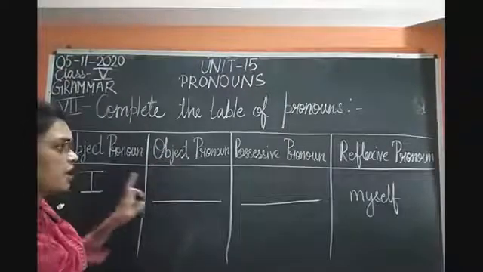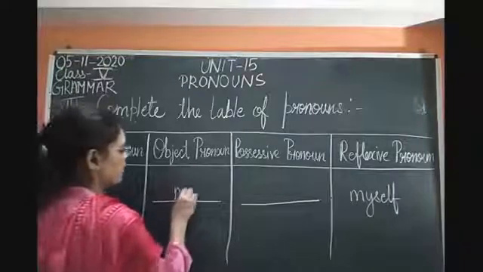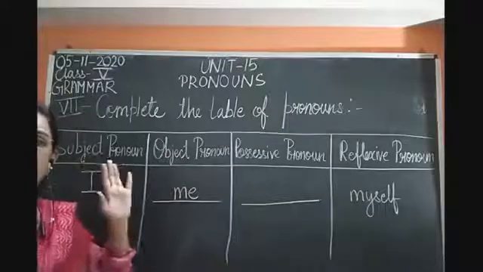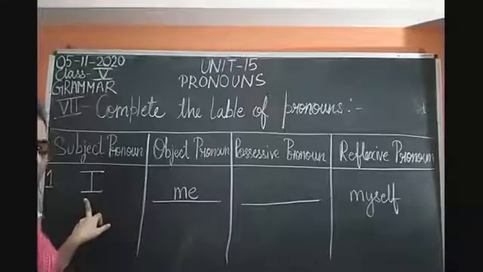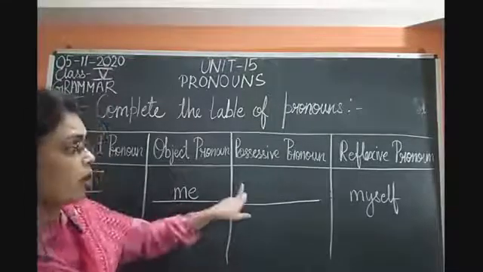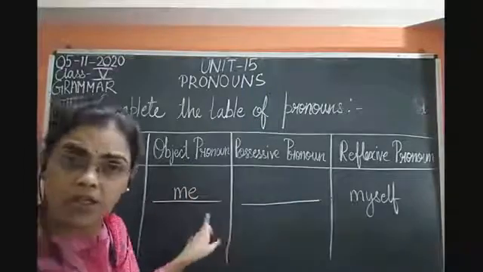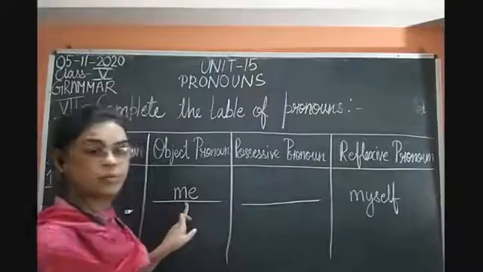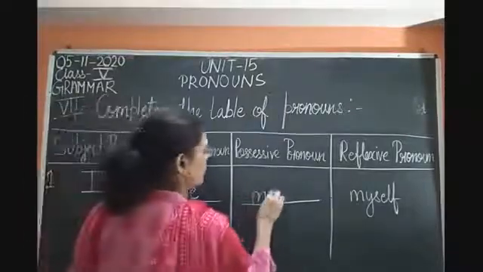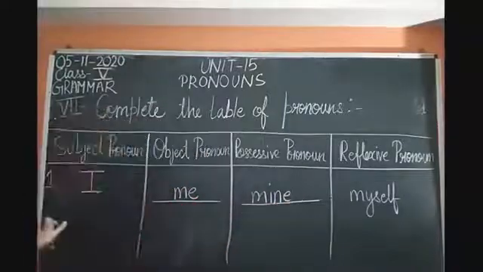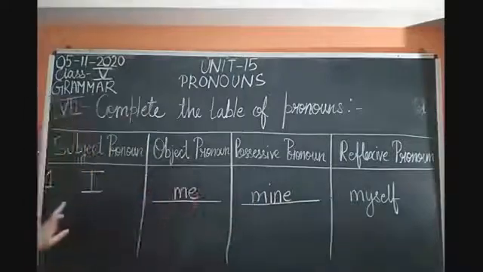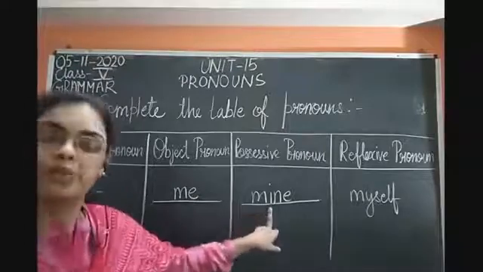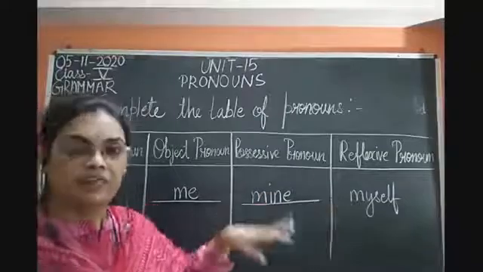तो आई का जो ऑब्जेक्ट प्रोनाउन है वो क्या है बेटा? मी. आई का ऑब्जेक्ट प्रोनाउन क्या है? मी. अगर हमको पेज नंबर 67 का वो टेबल याद है तो हम इजीली इसको फिल कर सकते हैं. आई सब्जेक्ट प्रोनाउन फर्स्ट पर्सन सिंगुलर, मी ऑब्जेक्ट प्रोनाउन, और पोजेसिव प्रोनाउन क्या है? आई मी माइन. और आई सब्जेक्ट प्रोनाउन का रिफ्लेक्सिव प्रोनाउन क्या है? माई सेल्फ. सो फर्स्ट पर्सन सिंगुलर, आई सब्जेक्ट प्रोनाउन, मी ऑब्जेक्ट प्रोनाउन, माइन पोजेसिव प्रोनाउन and myself reflexive pronoun.